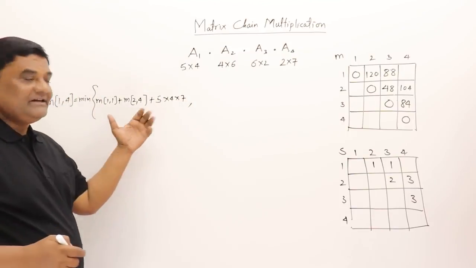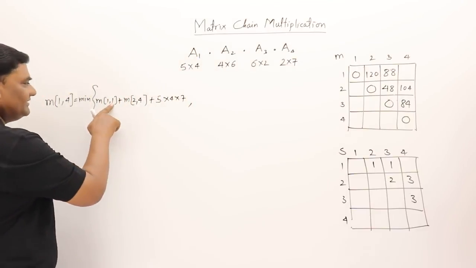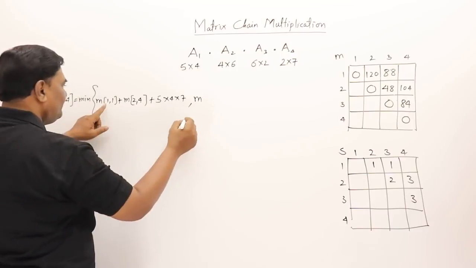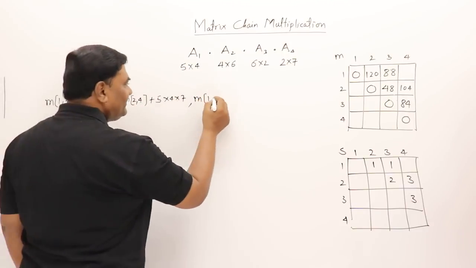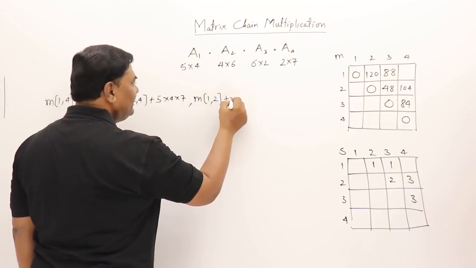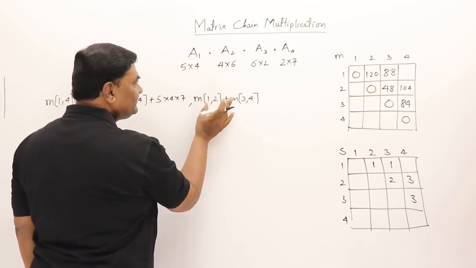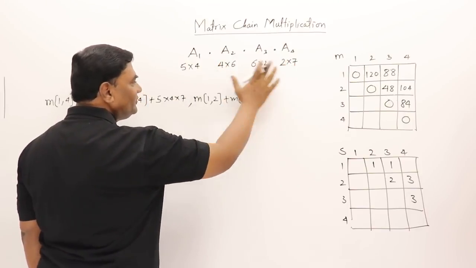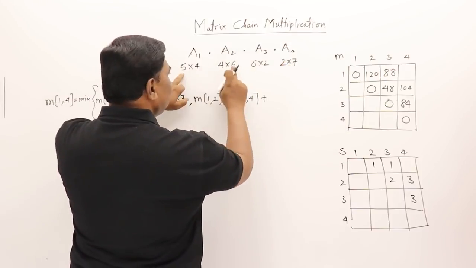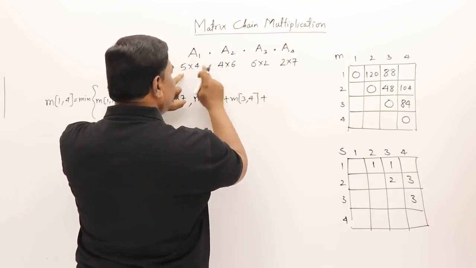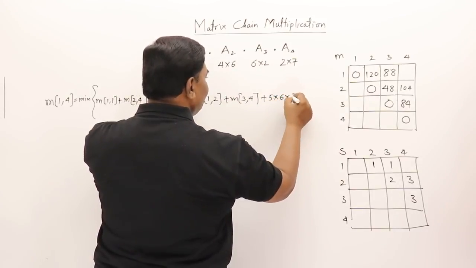This is one possibility. A1 is this side and all three that side. So I wrote here 1. Then again, m of 1 comma, now I will write 2 here. So then plus m of 3, 4. This means 1 to 2 this side and 3 to 4 that side, so two separate. Plus the cost of this one: 5, 4 and 7. Sorry, 5, 6 and 7. So 5 into 6 into 7.